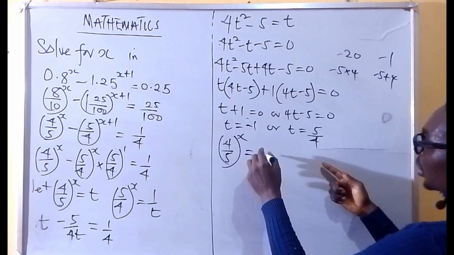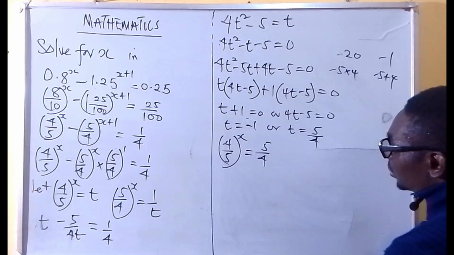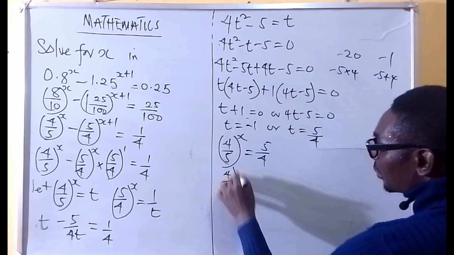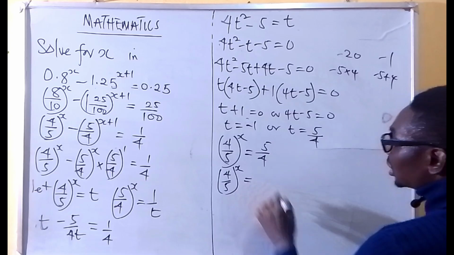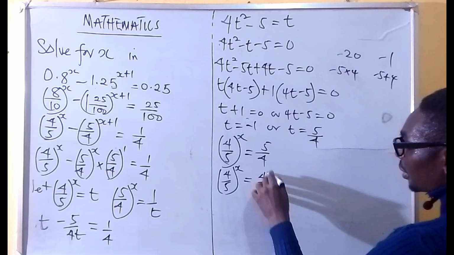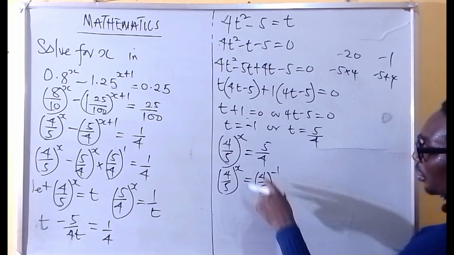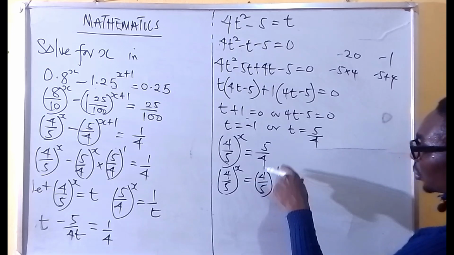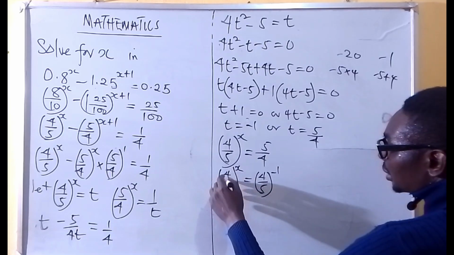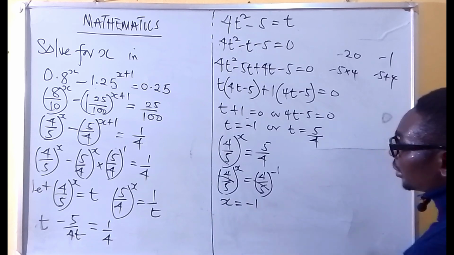Let's consider 5 over 4. So 4 over 5 raised to the power x is equal to 5 over 4. Now, I can solve this by saying 4 over 5 raised to the power of x is equal to 4 over 5 raised to the power of minus 1, by the law of indices, because 4 over 5 raised to the power minus 1 is the inverse of 5 over 4. So at this point, since the bases are the same, therefore x is equal to minus 1.